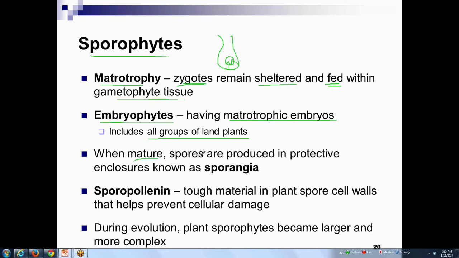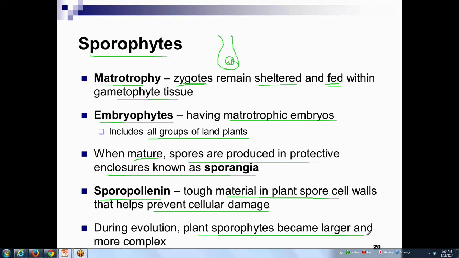And when mature, these spores are produced in protective enclosures known as sporangia. So the spores are housed within the sporangia. The sporangia protect the spores from UV damage and from drying out. And then sporopollenin is a tough material that protects the spore walls and helps prevent cellular damage. The sporopollenin is a nice tough material that protects the spore from more drying out and simply from mechanical damage.